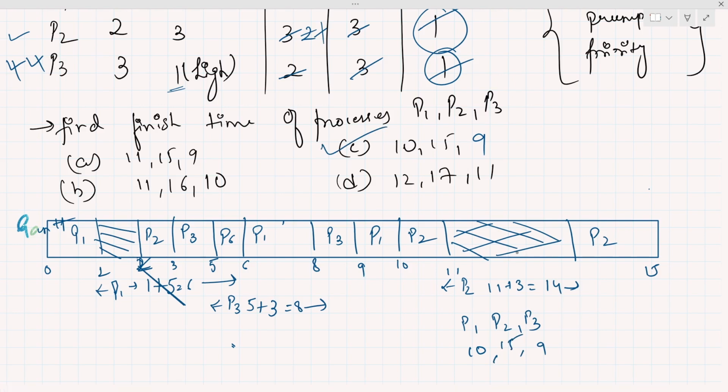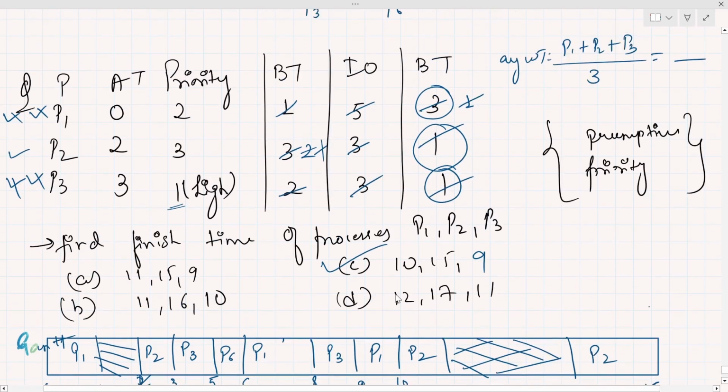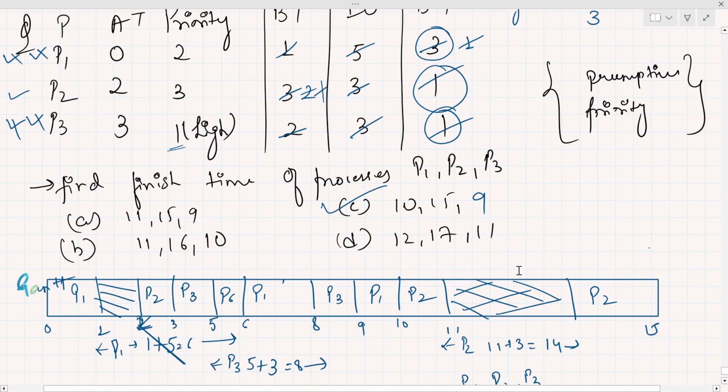So I hope you understand how we are going to solve this question. I hope it is clear how the question comes from a GATE point of view. In this way the question arises in GATE. Sometimes the question removes some part of a process, some burst time of a process, and you have to calculate that. We are solving that question as well. But from the GATE point of view, this is how the question basically arises. I hope you understand these two questions.